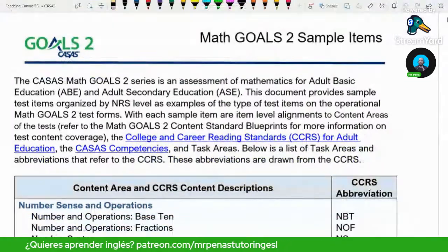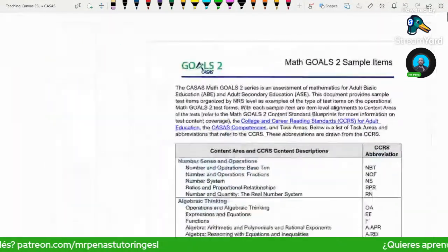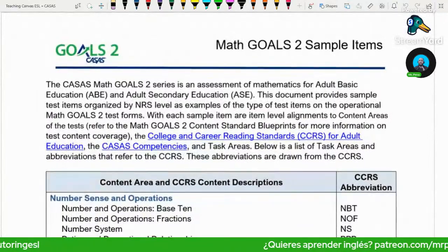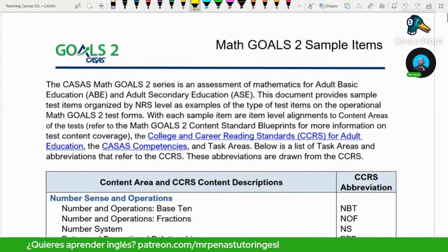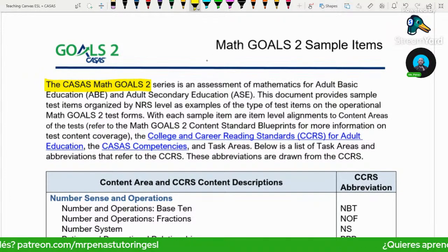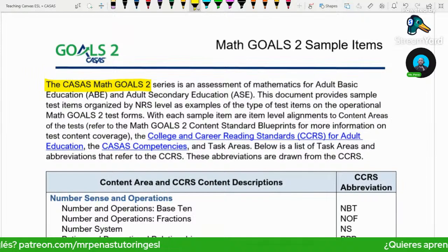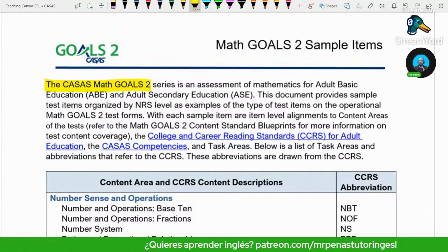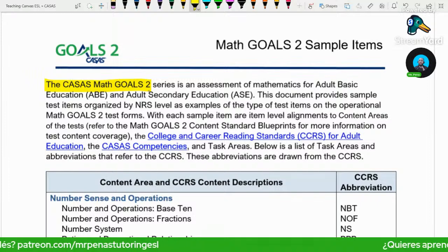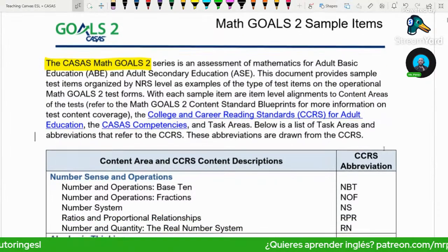Let's clear this up. We're going to be taking our CASAS math practice exam. This is our Math Goals Level 2 sample items, or rather just CASAS Math Goals 2 right here. Series is an assessment of mathematics for adult basic education and adult secondary education. This document provides sample test items organized by NRS level as examples of the type of test items on the operational Math Goals 2 test forms.